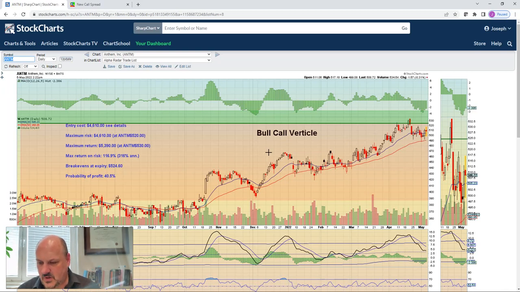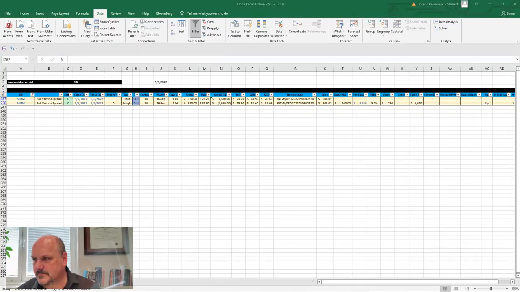So I did a bull call vertical on this. What I did here was I sold the September 16th 530 calls for $28.29, and I bought the September 16th 520 calls for $32.90. And you can see even in this down market that the trade is working out. I'm up about 12% in the trade or so.